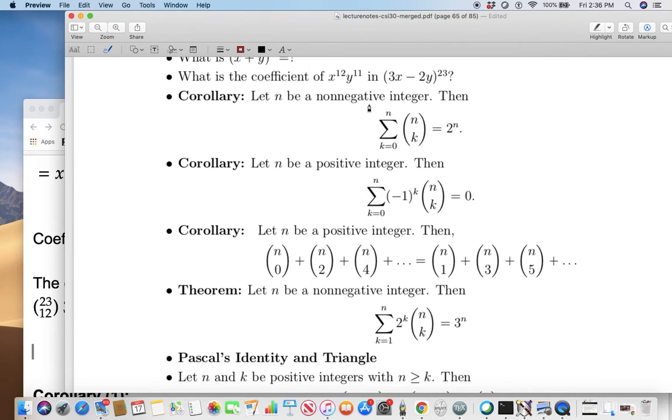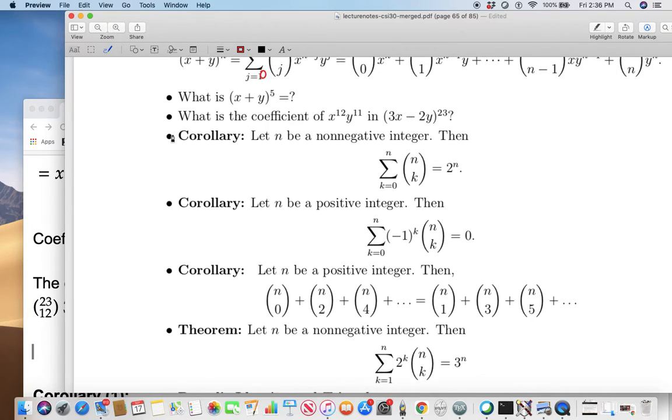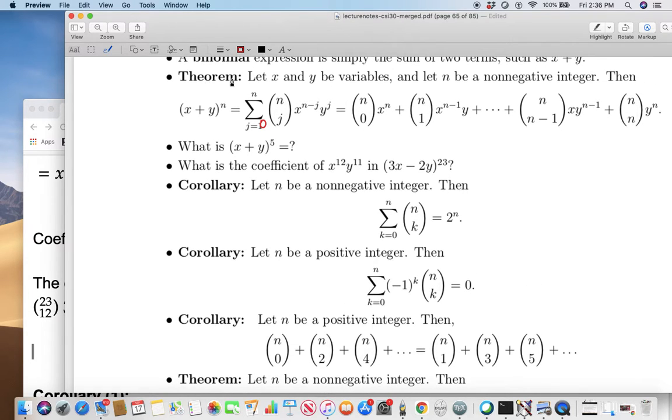Corollary. Let n be a non-negative integer. Then the summation k going from 0 to n of n choose k is 2^n. Let's prove this. This is straightforward. Corollary means that which follows, that which follows your theorem.